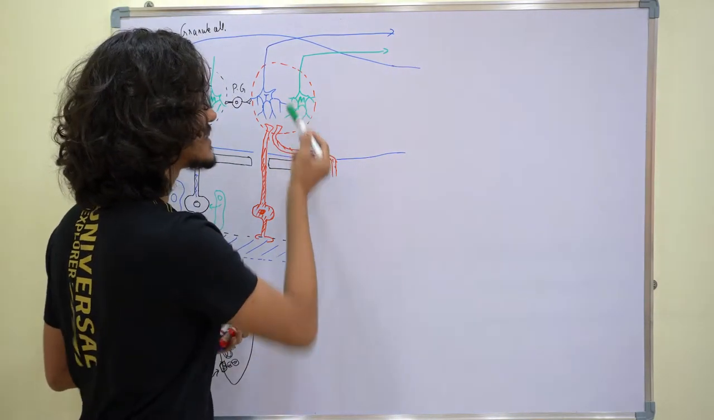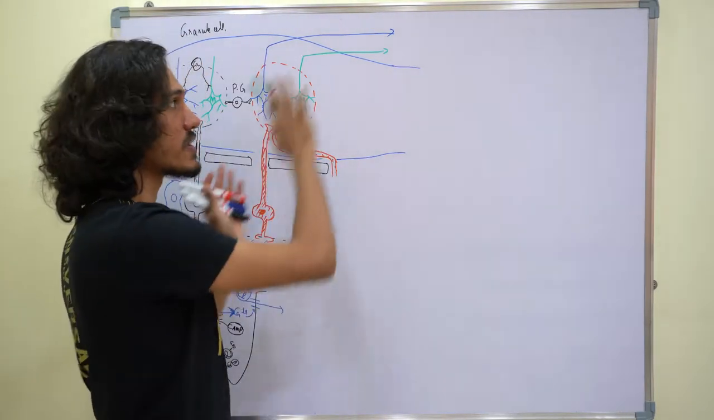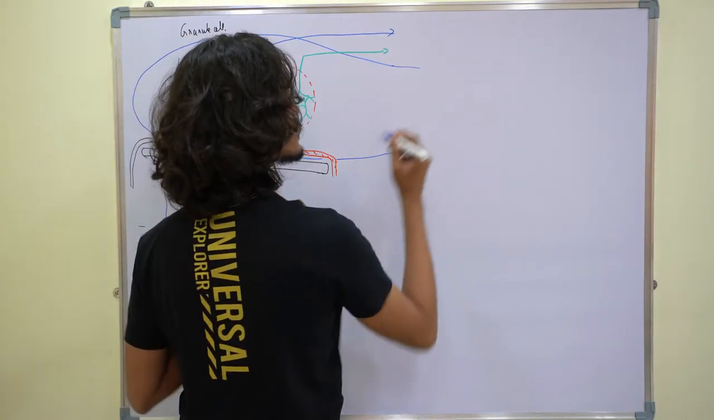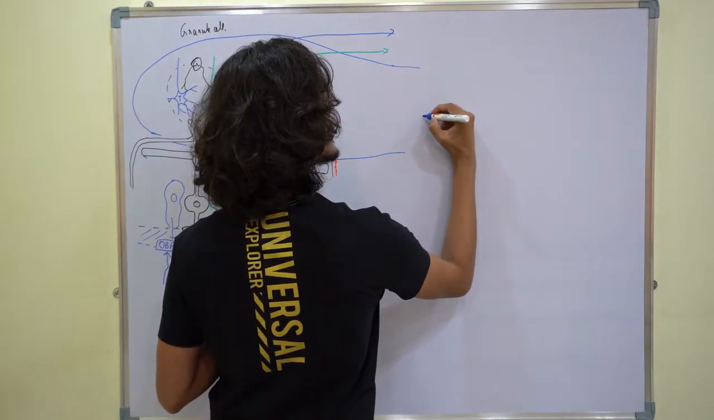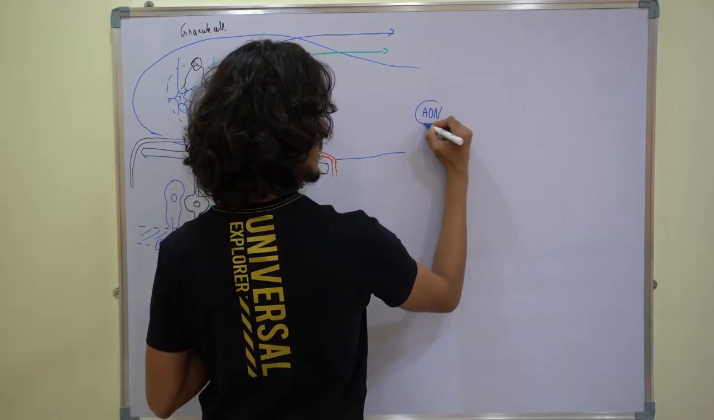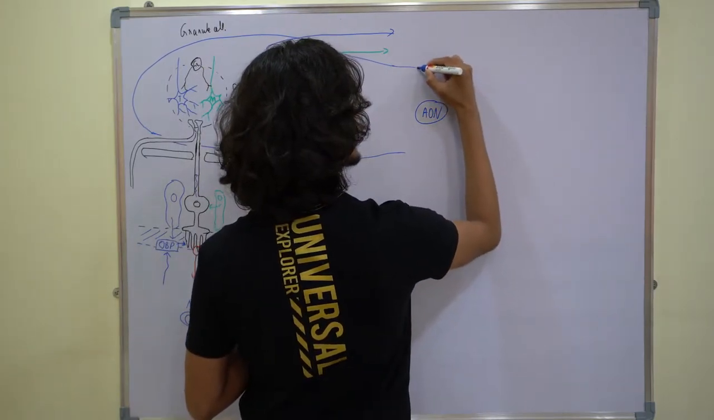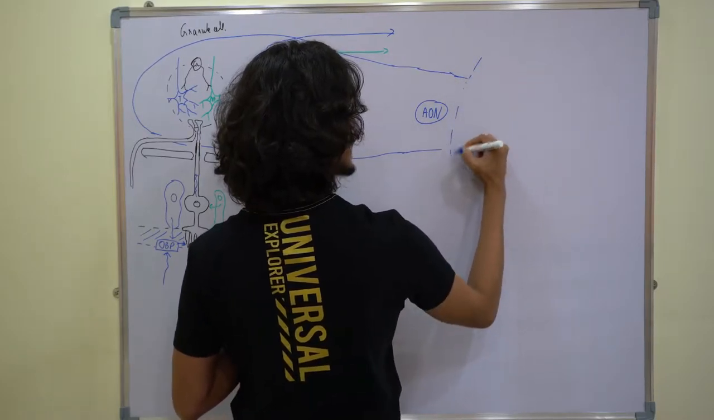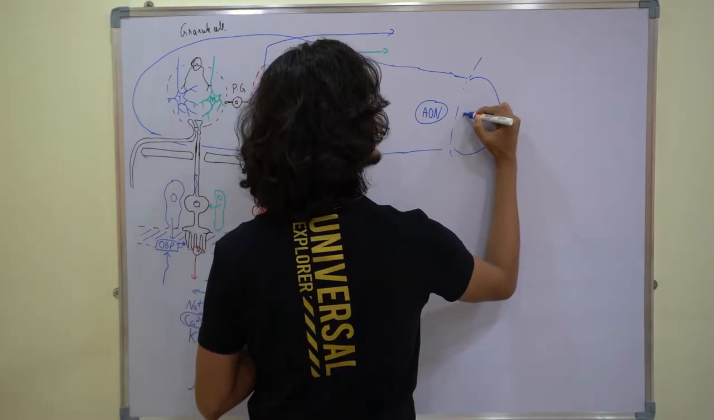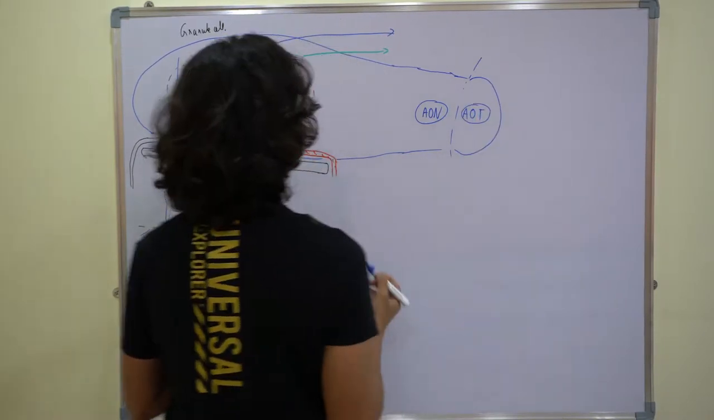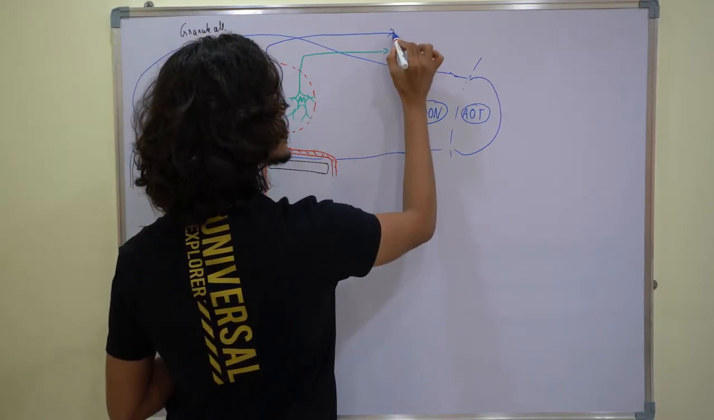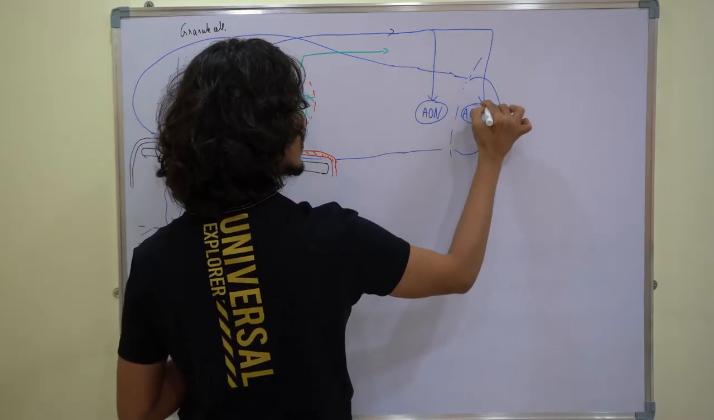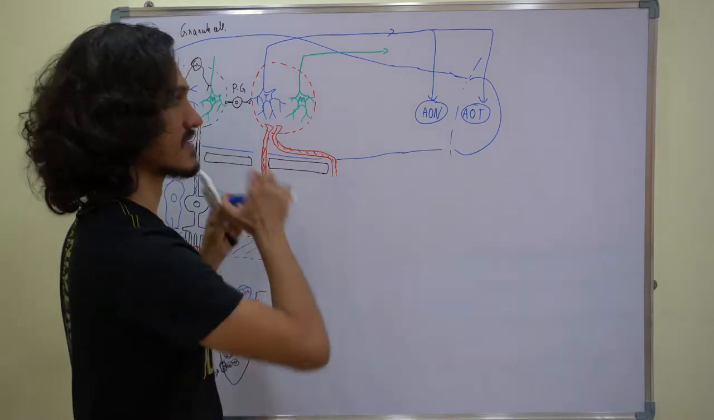From the mitral cell and the tufted cell, they are going to go into separate regions. From the tufted cell, it is going to go into a structure called the anterior olfactory nucleus, and this kind of ends over here in something called the anterior olfactory tubercle. So from the tufted cell, it is going to stop at the anterior olfactory nucleus, and it is going to go to the anterior olfactory tubercle.